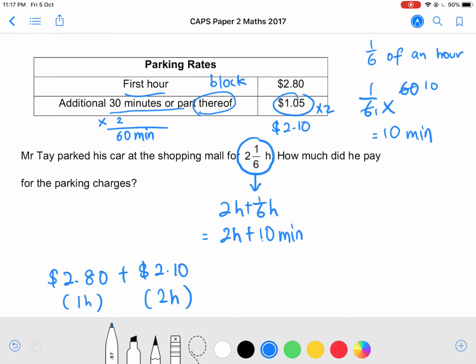And how much am I left with? Okay, how much am I left with? I'm actually left with another 10 minutes. Now this 10 minutes, I have to pay an additional block, right? And this additional block is going to cost me $1.05. Because of the extra 10 minutes, I cannot be just paying 10 minutes, I have to pay in blocks of 30. So these are the amounts that I'll be paying, and in total, this is by calculator $5.95.